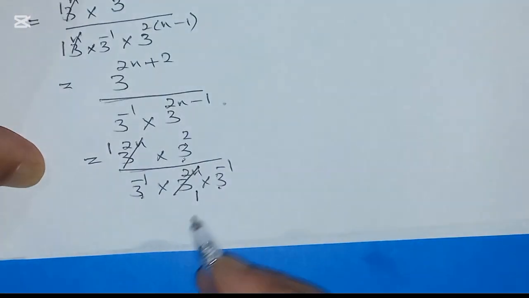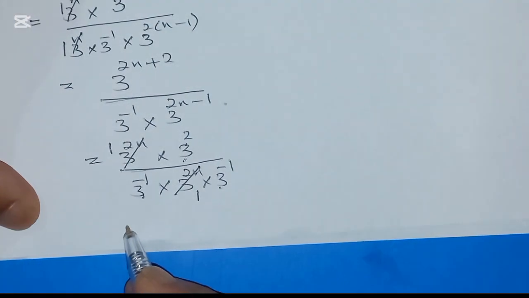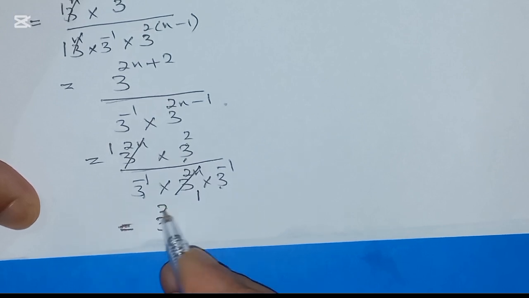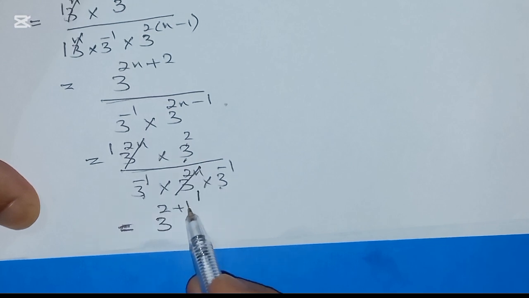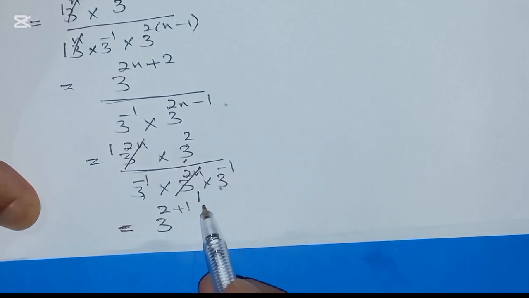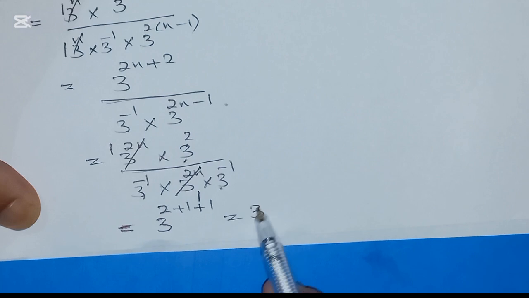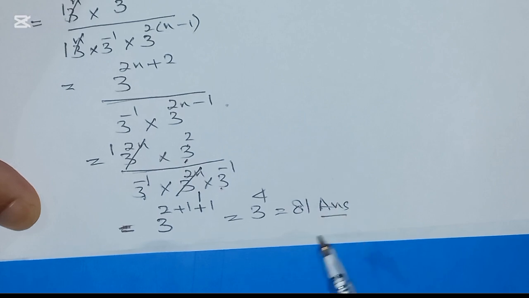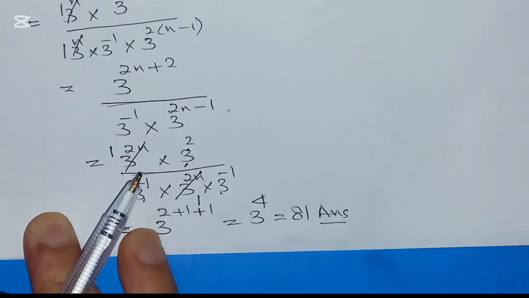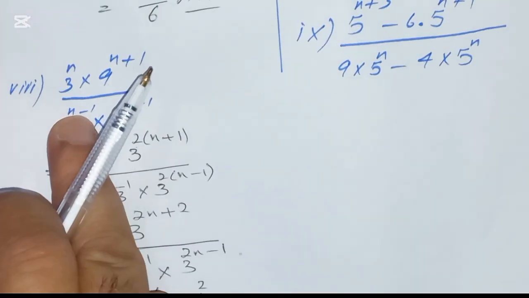So they are the same bases, therefore they can be written on one base, 3 power 2, and this is a negative sign, so it will shift to the numerator and become plus 1. This is also minus 1, it shifts to the numerator and becomes plus 1. So the answer is 3 power 4, and 3 power 4 can be written as 81. So 81 is the answer of this question, and this is the simplest form of part number 8.